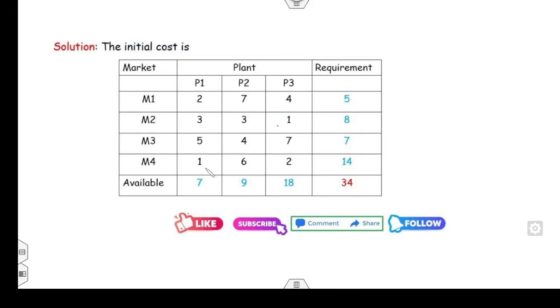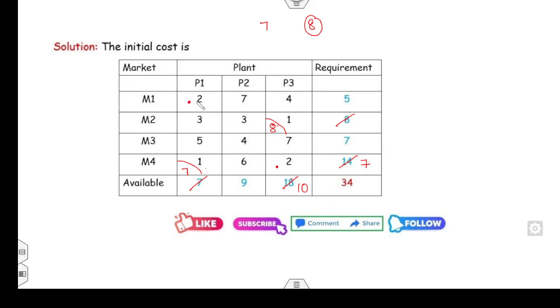Minimum is 1 and 1. Corresponding to this value is 7. Corresponding to this number 1, the allocation is 8. Since the maximum is 8, we can start with the maximum allocation. That is my 10. Then the next number is 7 and 14. This number is 7. The next smallest number is my 2.